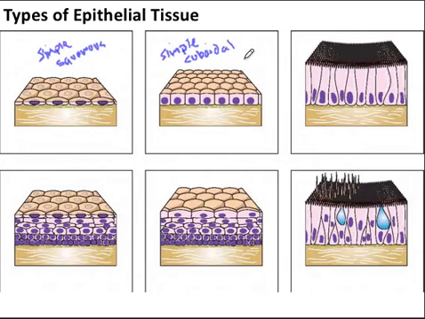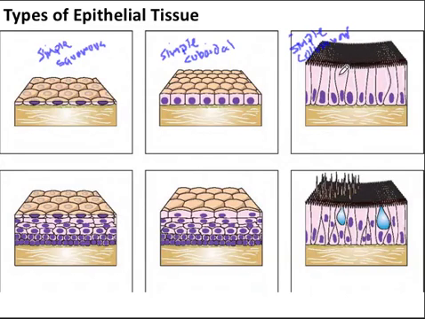Frequently, simple cuboidal epithelia will have apical villi to increase surface area. This tissue type is involved in secretion and absorption and is found in regions such as the kidney tubules, where it controls the composition of the filtrate that will eventually become urine. Over here, we can see simple columnar. And you can also see apical villi here.